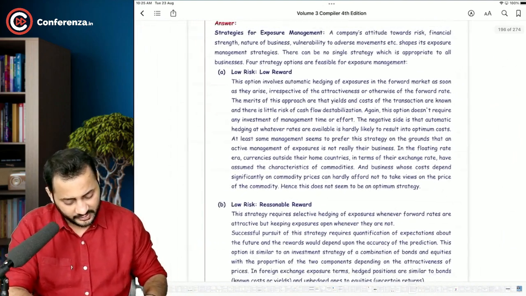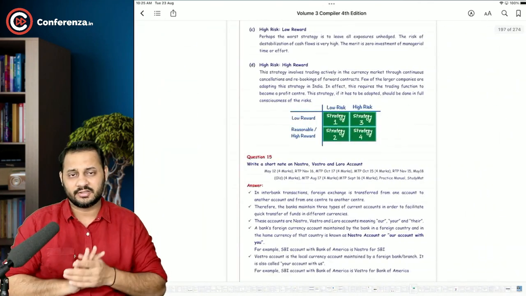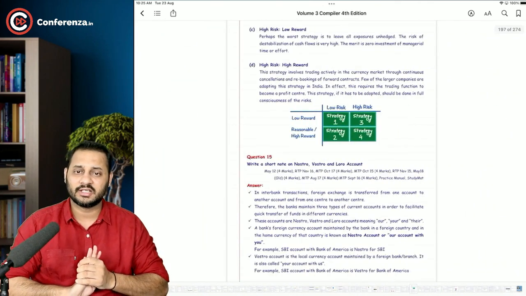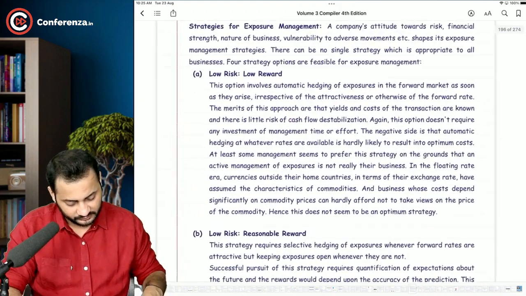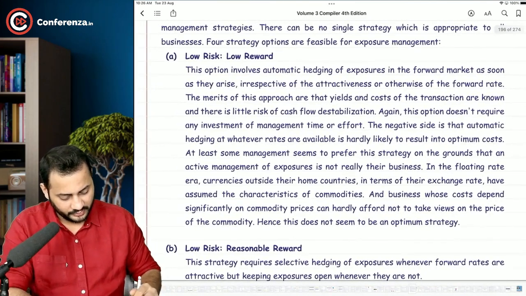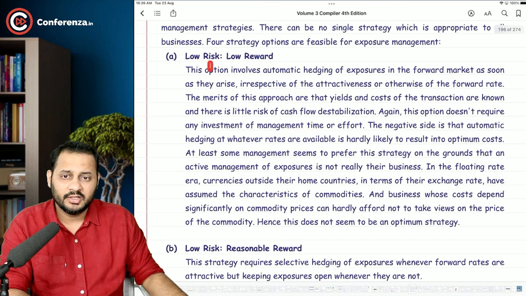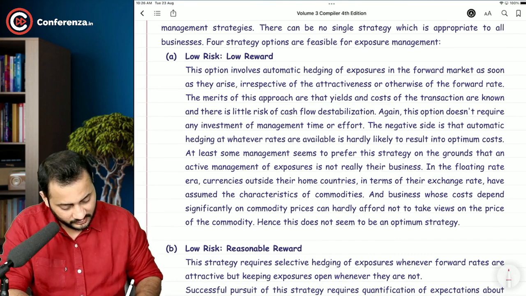Let's read the first part. In this manner, there are four strategies that we are going to discuss. Okay. First of all, let's focus on the first part. Low risk, low reward. Read it with me. This option involves automatic hedging. Underline the word. Please underline all the words that I am explaining.